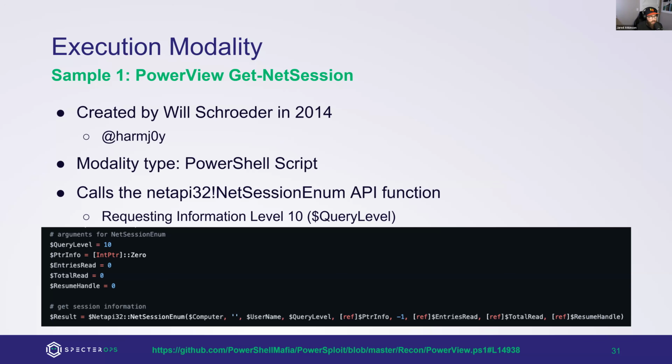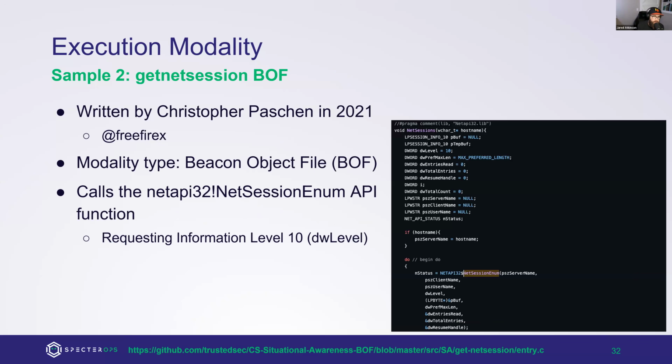That's the specific information level. So what information do we want the function to return? You go to the next slide. We see a second sample, which is the beacon object file getNet session. This is part of TrustedSec's situational awareness BOF project, and is written by Christopher Passion in 2021.